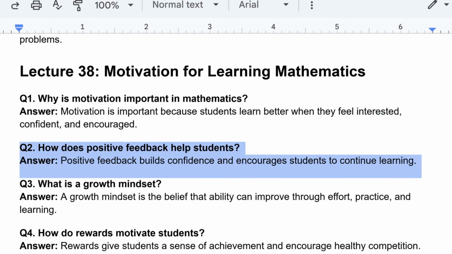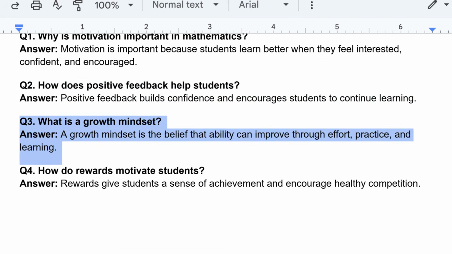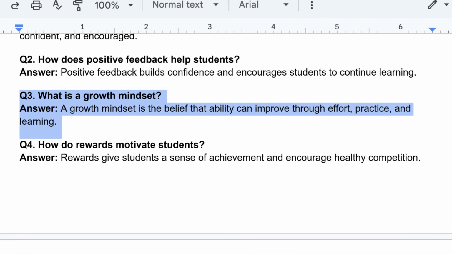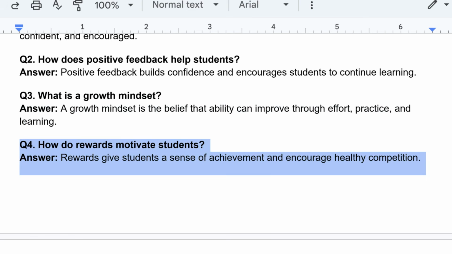How does positive feedback help students? Positive feedback builds confidence and encourages students to continue learning. What is growth mindset? Growth mindset is the belief that ability can improve through effort, practice, and learning. How do rewards motivate students? Rewards give students a sense of achievement and encourage healthy competition.